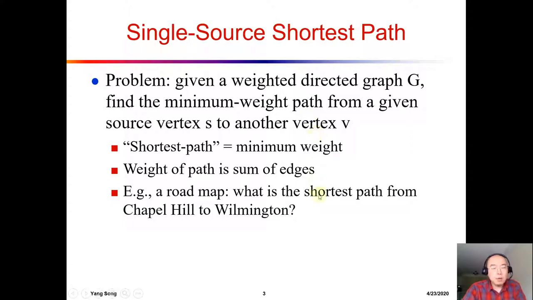This has a very interesting application. For example, if we want to plan a trip from Chapel Hill to Wilmington, how do we plan the trip? You can go from Chapel Hill to Raleigh, and then from Raleigh all the way down I-40 to arrive at Wilmington. Or from Chapel Hill you go to the south side and reach Fayetteville, and then from Fayetteville you go to Wilmington. So there are at least two possible paths.